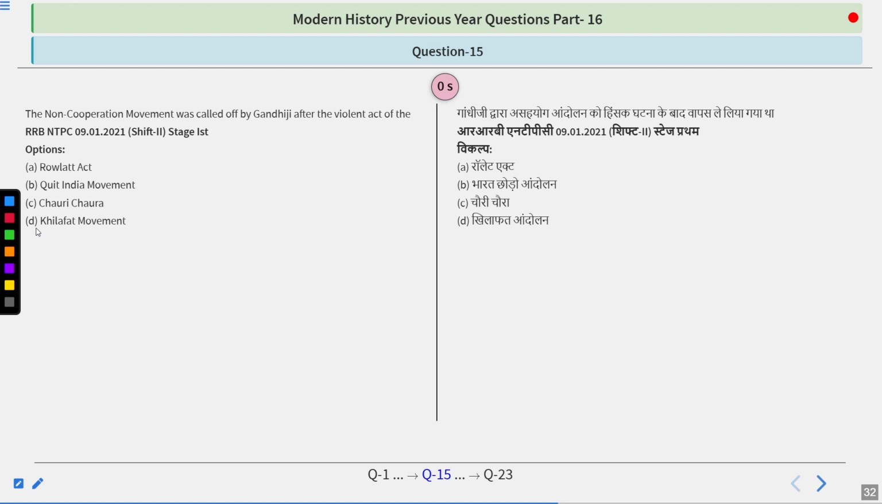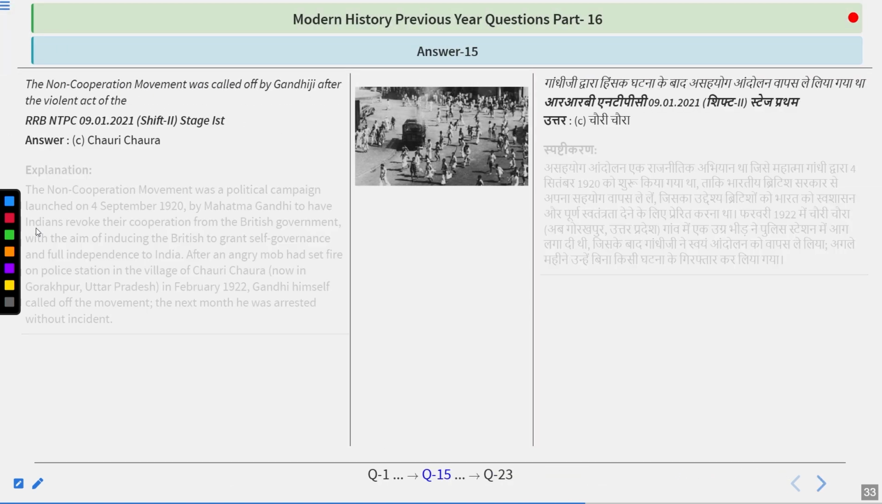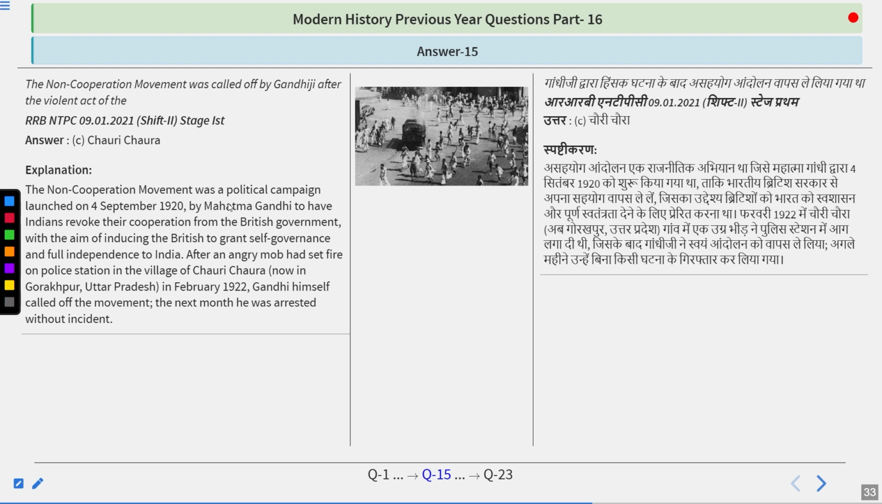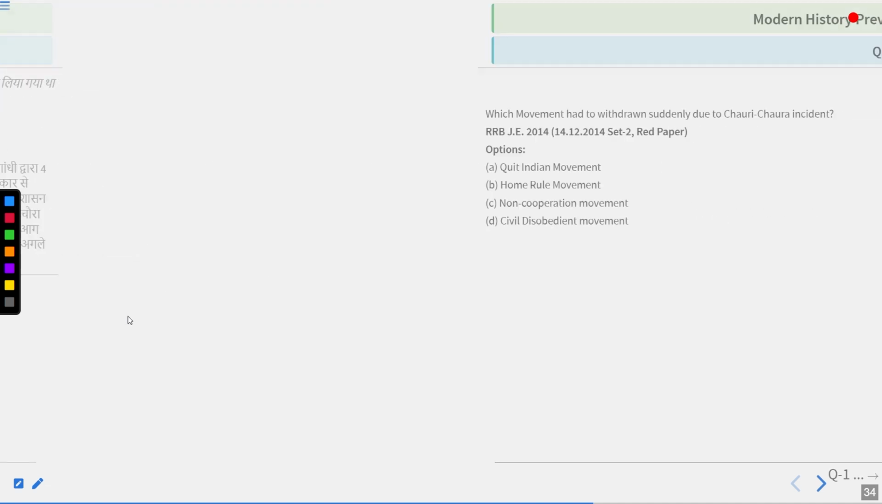And again, simple one this is. The answer is Chauri Chaura. The non-cooperation movement was a political campaign launched on 4 September 1920 by Mahatma Gandhi to have Indians revoke their cooperation from the British government, with the aim of inducing the British to grant self-governance and full independence to India. After an angry mob set fire to a police station in the village of Chauri Chaura, now in Gorakhpur, Uttar Pradesh, in February 1922, Gandhi himself called off the movement. The next month, he was arrested without incident. So do remember, the answer is Chauri Chaura.